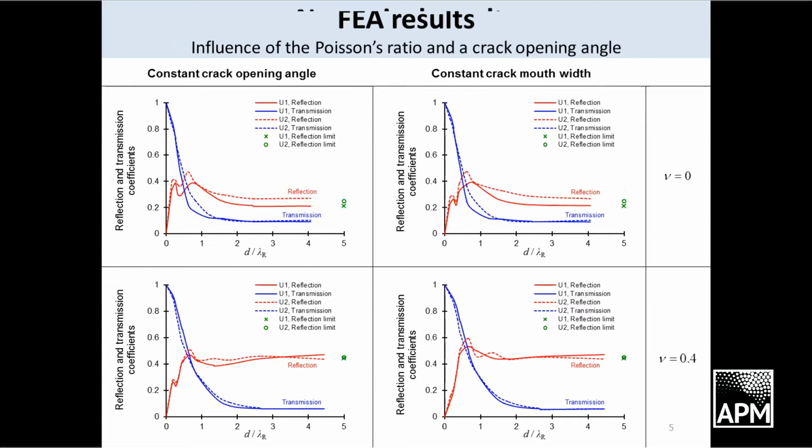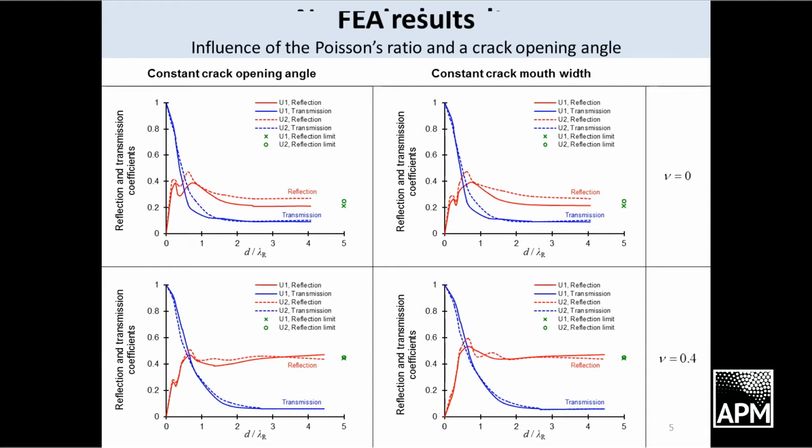There are two possible approaches to crack definition. One can fix either a crack opening angle or a crack mouth width. This results in different ratios of the crack mouth width to either a Rayleigh wavelength or a crack depth. So these two cases have to be compared.